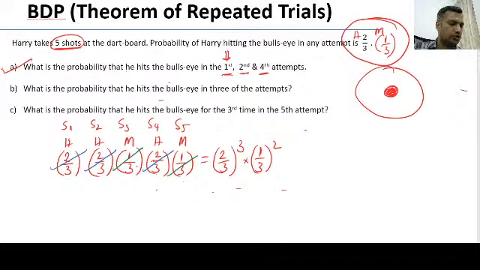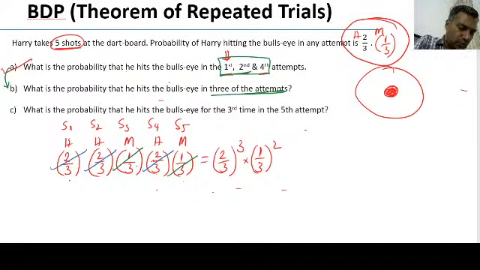Look at the second question. B: What is the probability that he hits the bullseye in 3 of the attempts? This is a global question, an extension of this. The first one is a specific case: first, second. Now he says any 3 attempts, the probability that he hits the bullseye in 3 of the attempts. Which 3 is up to you. You may say, can I do the first hit and then a miss and a miss?